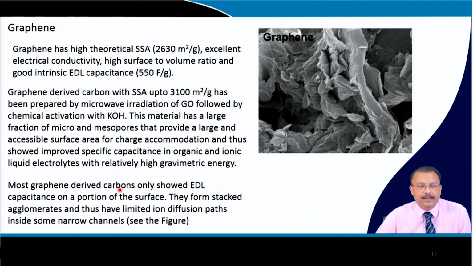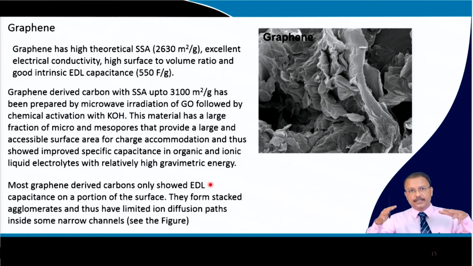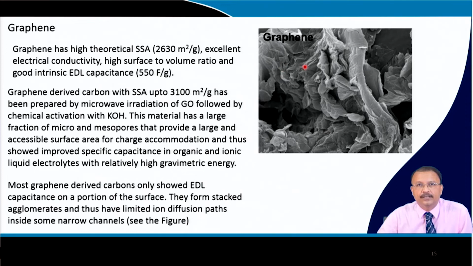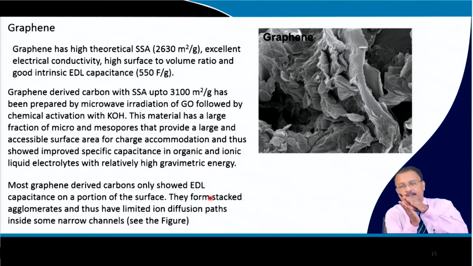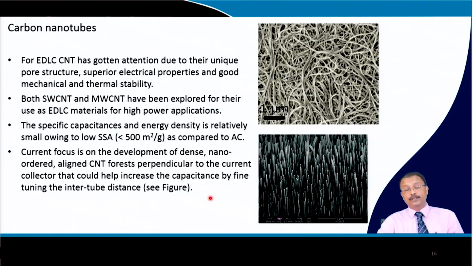And most of these graphene derived carbons usually exhibit this electric double layer capacitance on one portion of the surface. So, as you know, graphene is a stacked structure, so they have a limited ion diffusion path. If the channels are quite narrow, then electrolyte cannot be driven in that easily, because this track distance is pretty small. So, that is one disadvantage that people have reported.